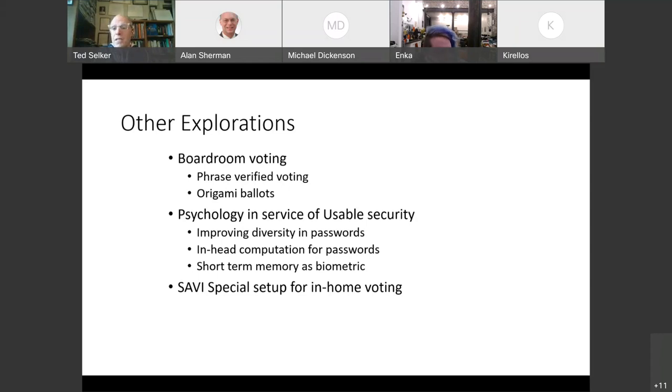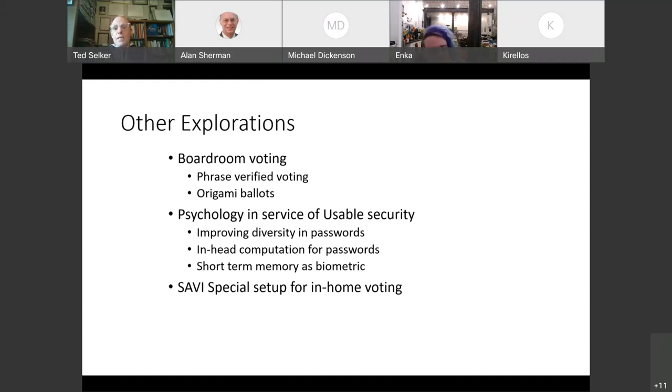And Alan really spearheaded an effort last year for us during COVID to figure out how to run those kind of tenure case elections using new approaches. And we did two different things. We made what we called origami ballots, which Enka and I worked on together a lot to design, ballots where you could see that a person had put their ballot in, but you couldn't see how they voted.